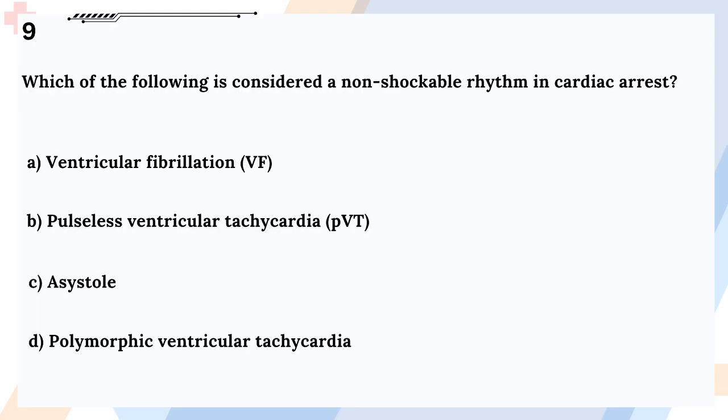Question 9. Which of the following is considered a non-shockable rhythm in cardiac arrest? A. Ventricular fibrillation, VF. B. Pulseless ventricular tachycardia, pVT. C. Asystole. D. Polymorphic ventricular tachycardia.